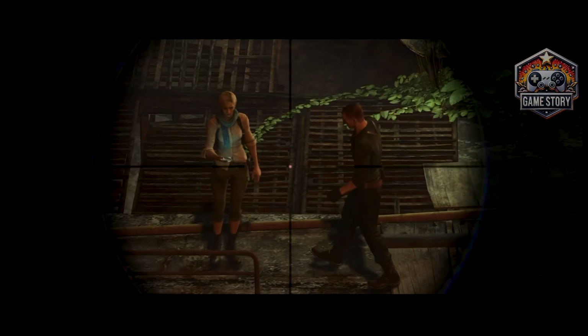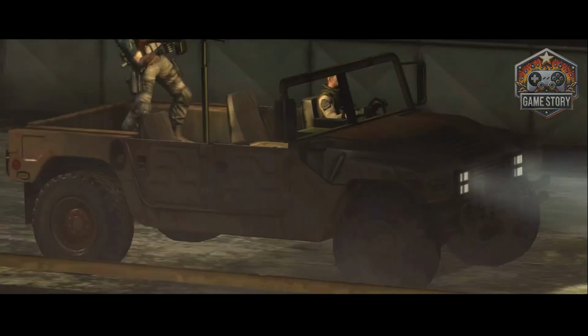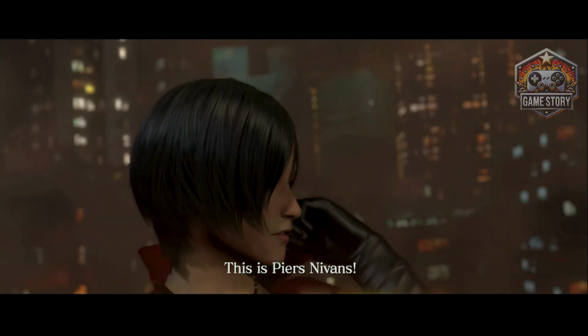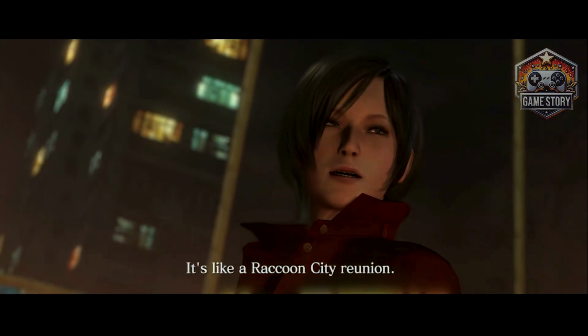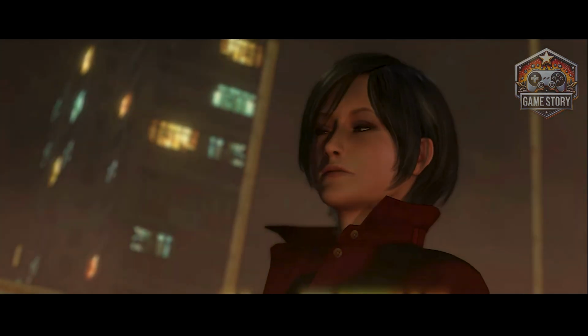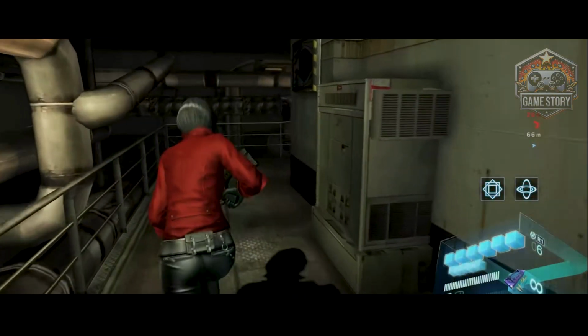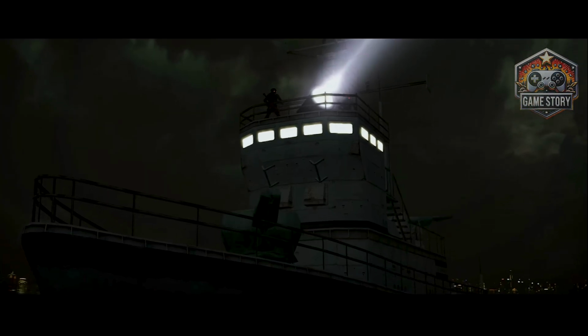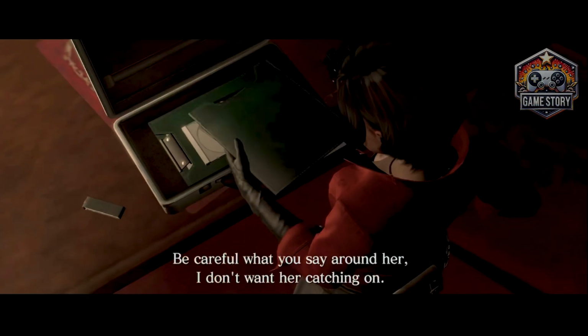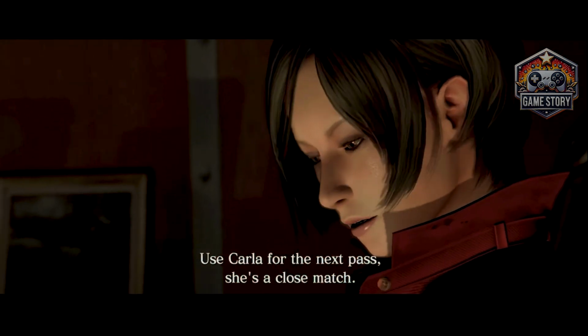Along the way, Ada encounters Sherry Birkin and Jake Muller, as well as Leon Kennedy and Chris Redfield, who are also in China. The situation feels like a twisted Raccoon City reunion. Following Chris, Ada infiltrates a Neo-Umbrella-controlled aircraft carrier. On the aircraft carrier, Ada discovers documents about the creation of her imposter.